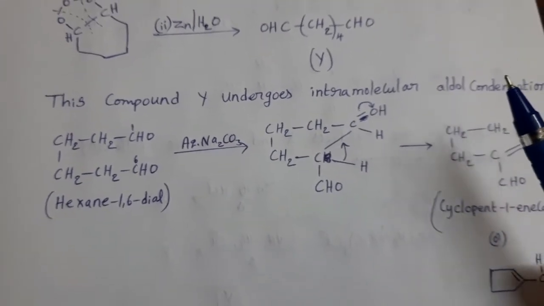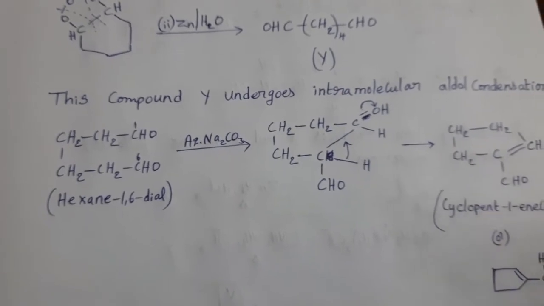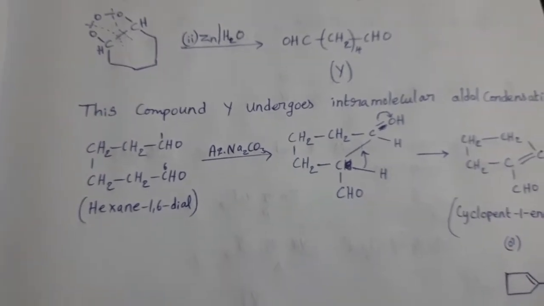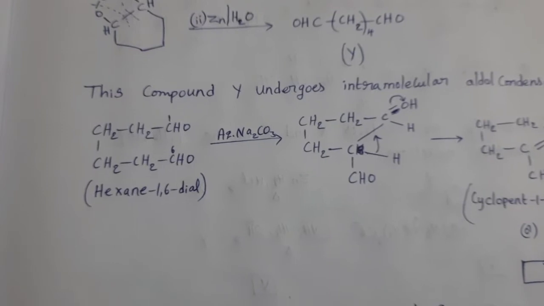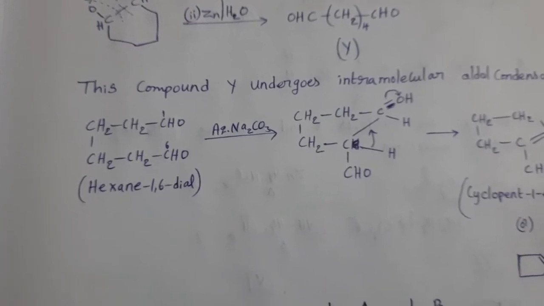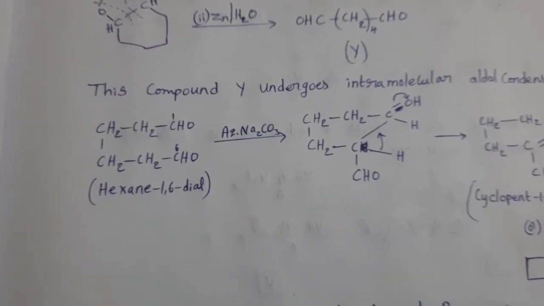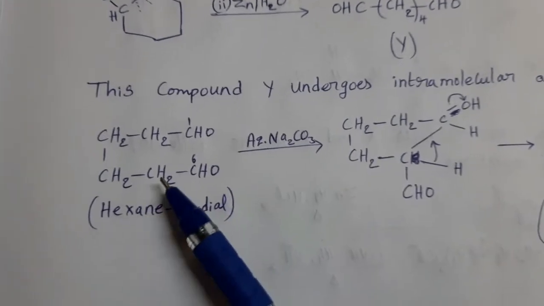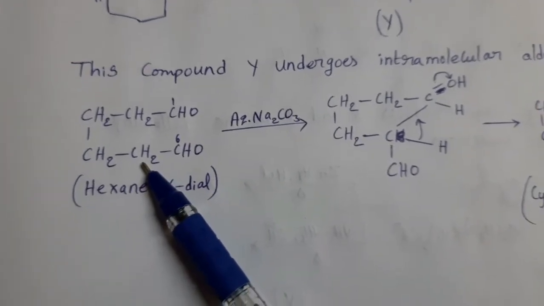In aldol condensation reaction, alpha hydrogens are attached to the carbon next to the oxygen atom of the C double bond O group. Now this hydrogen, it is an alpha hydrogen.